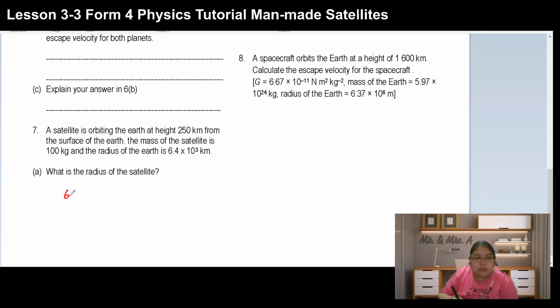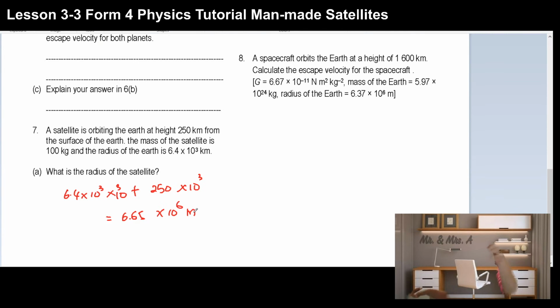So we write here, 6.4 times 10 to the power of 3. Remember this one got one more kilo. Then plus about 250 times 10 to the power of 3 also. So the final answer I get is 6.65 times 10 to the power of 6 meter.